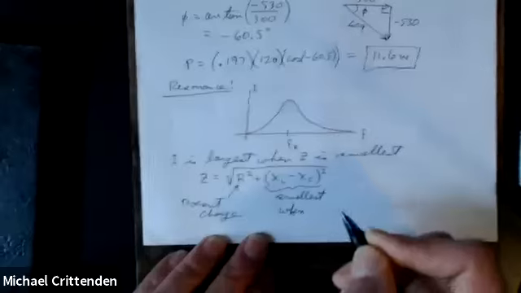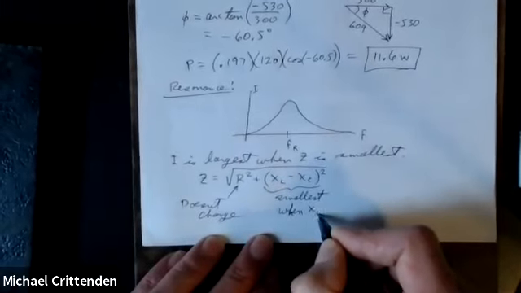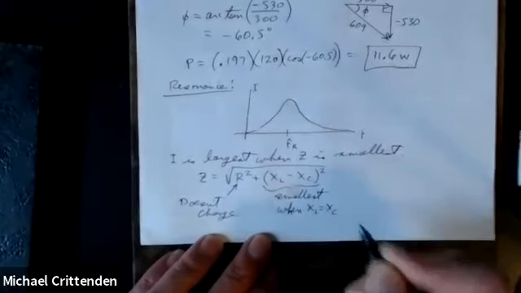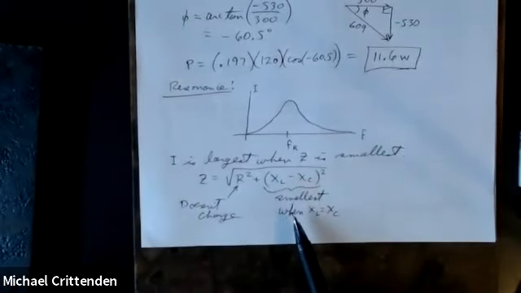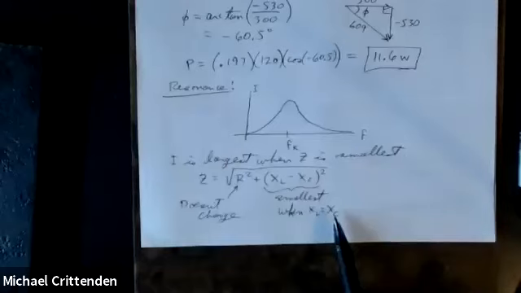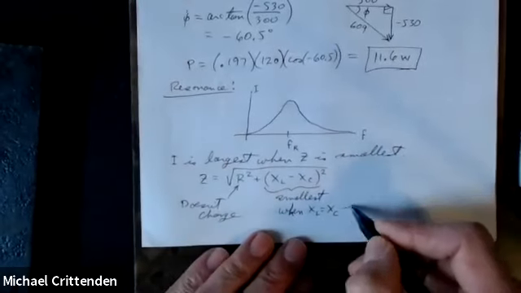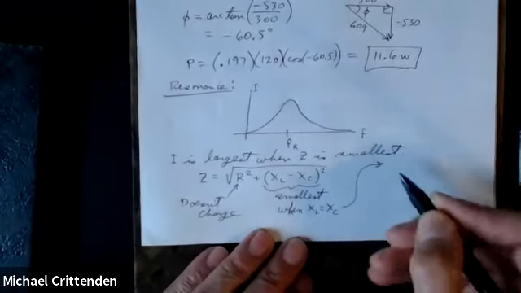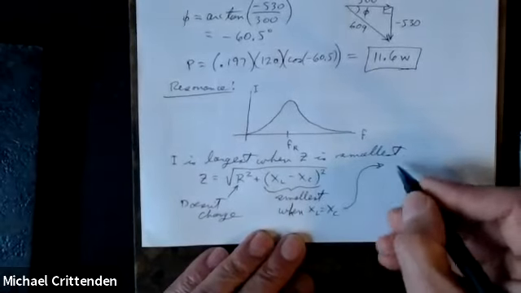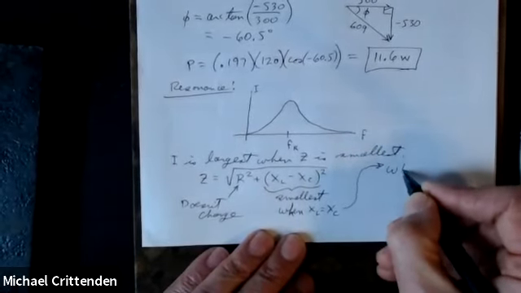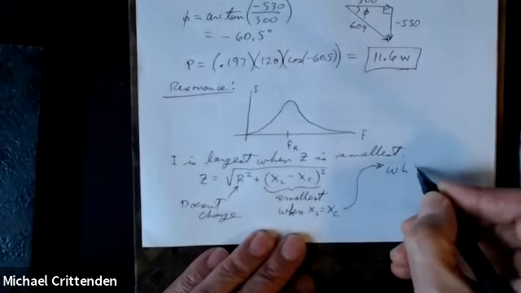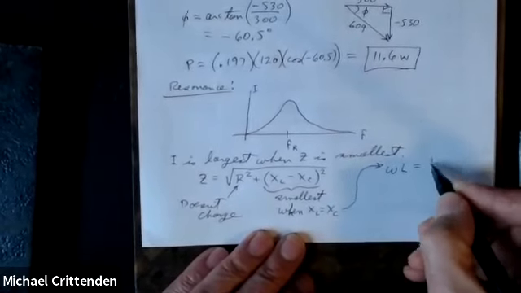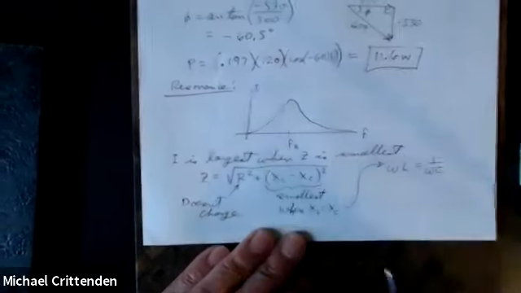It's a really bad H. So this part of it is smallest when XL equals XC. XL is equal to omega L, and XC is 1 over omega C.